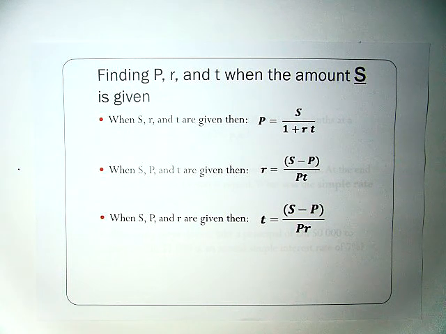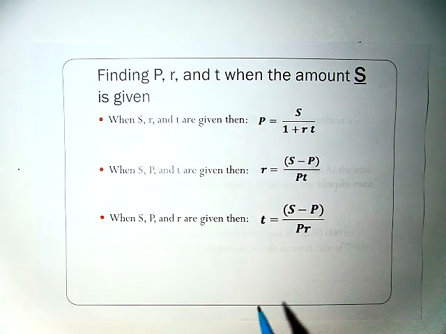All right, so just like before, there were three variations. When we had I equals PRT, we could solve for I, we could solve for P, we could solve for R, or we could solve for T. Now we have the exact same thing. We have S equals P, 1 plus rate times time. So we need to solve for P, R, and T.